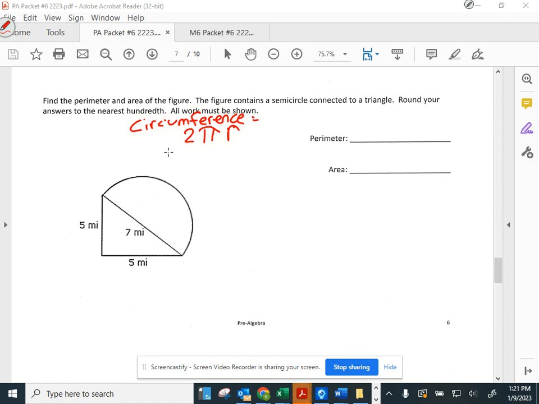So you could multiply 2 times pi times r, where our diameter is 7. So what is our radius? Half of that, 3.5. So our radius is 3.5 times pi. And we only want half the circle, so we're going to be dividing it by 2. So we don't have to multiply it by 2, because we just want the half of it. Perimeter, remember, 5 plus 5, the outside, plus the circumference.